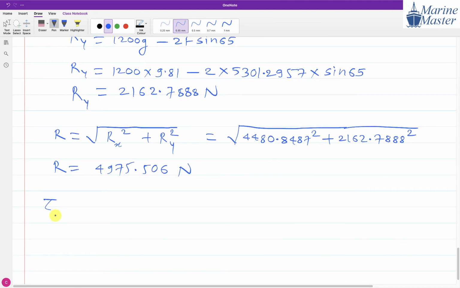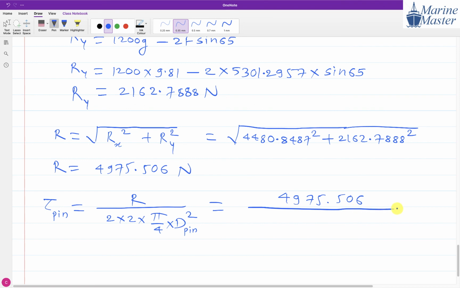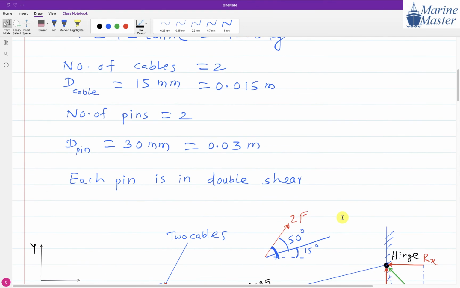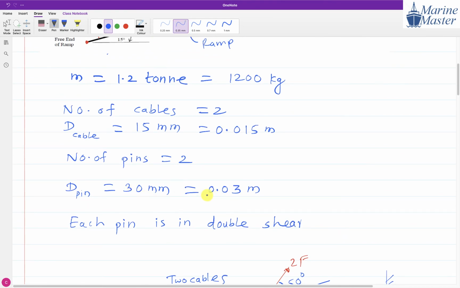And for shear stress in the pin, what relation have we seen? Shear force R divided by 2 times pi by 4 into diameter of pin square. So here we will have 4975.506 divided by 2 into 2, which means 4. So we can cancel that. So we write pi by 4 into diameter of pin, which is given as 0.03 meter.